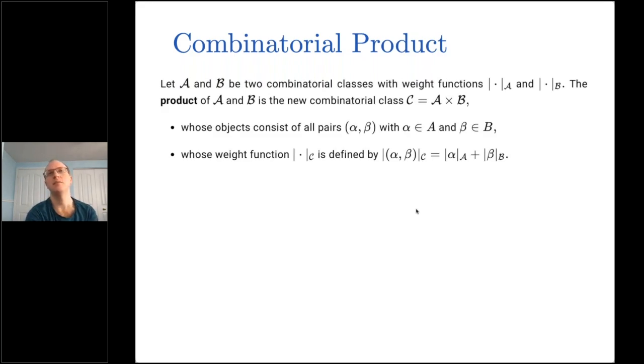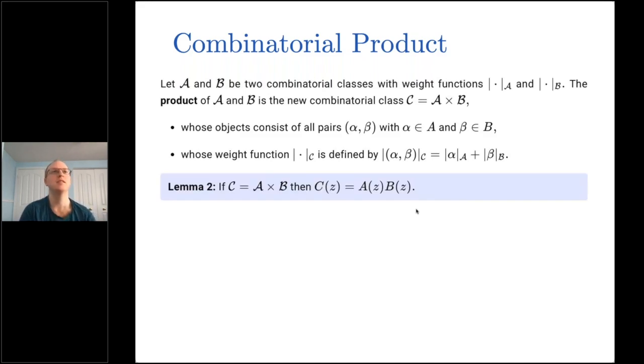When you originally see this, some people might think, oh, why don't you multiply the sizes? But it makes sense to add them. I encourage you to think about it yourself. We'll see an example at the bottom of the slide that also reinforces this. But I just want to say that one very nice result of this definition is that if C is the product of A and B as classes, then the generating function C is A times B as generating functions. So again, this helps motivate the definition of the product.